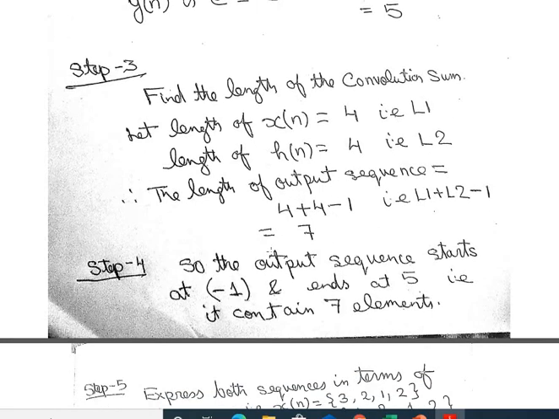After that, in step 4 we have a clear idea that our output sequence starts from -1 and ends at 5, and there are 7 elements in it. So these are the 4 steps we will do first of all whenever we are going to do a convolution.